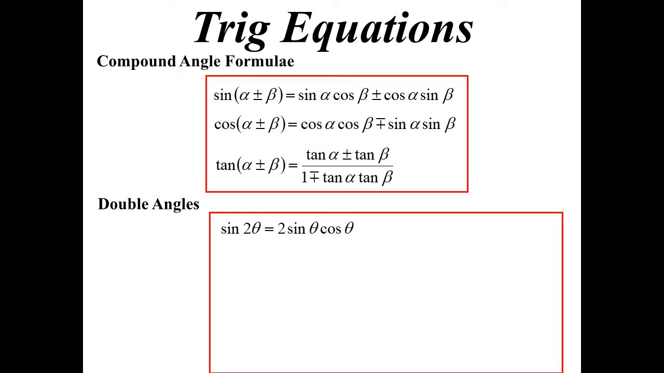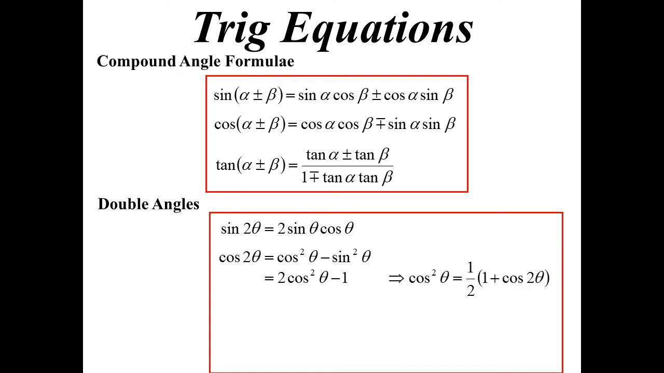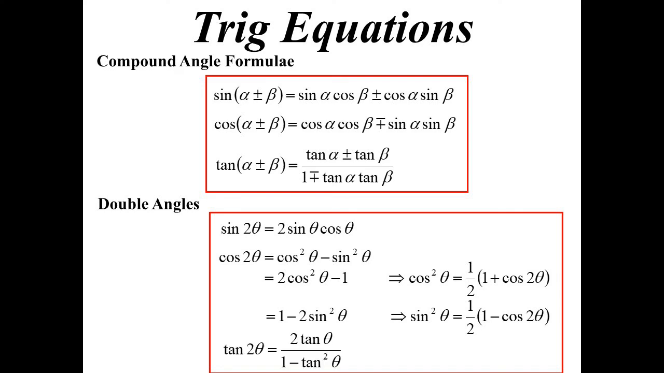So sine 2 theta is 2 sine theta cos theta. Cos 2 theta, which we did talk about yesterday in the integration, can be written in one of three ways. Cos squared minus sine squared. 2 cos squared minus 1, which allowed us to then go and integrate cos squared if we wanted to: a half outside of 1 plus cos 2 theta. And the other form, 1 minus 2 sine squared theta. And if we wanted to work with sine squared, well, sine squared is a half of 1 minus cos 2 theta. And then tan 2 theta is 2 tan theta on 1 minus tan squared theta.